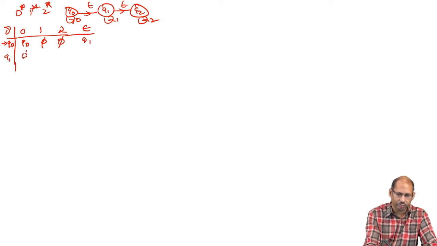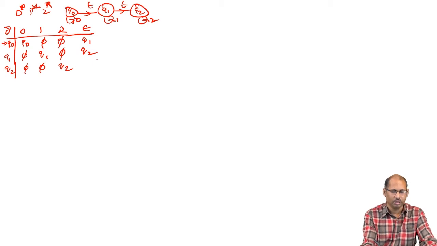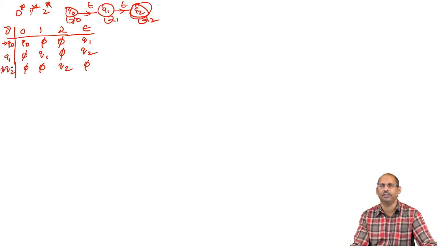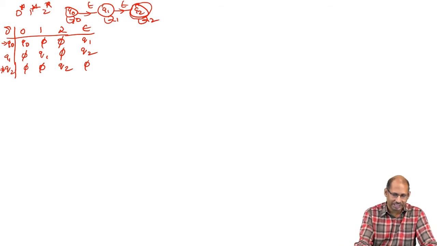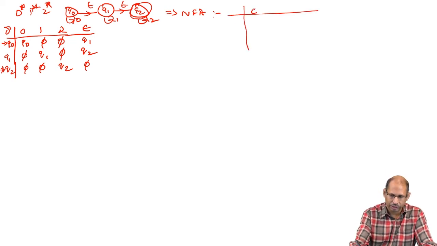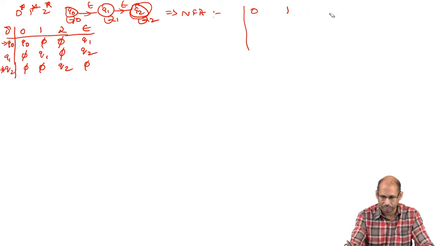Then Q1 on 0 is phi, right? Q1 on 1 is Q1, on 2 is phi, on epsilon Q2. Then Q2 on 0 is phi, on 1 is phi, on 2 is Q2. Q2 on epsilon is simply phi. Here, this is the final state, which we represent with an asterisk. Now, from this NFA with epsilon, we have to construct an NFA. Right? Now consider 0, 1 and 2 as the input symbols.